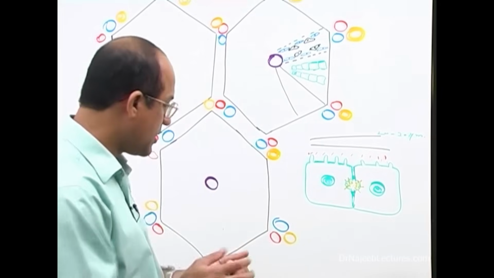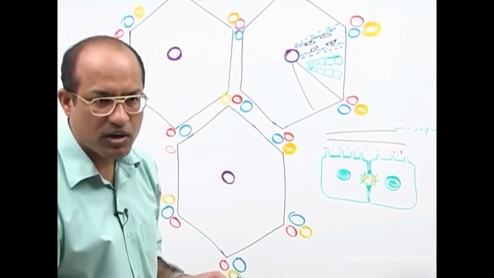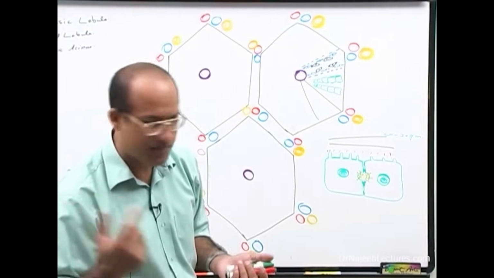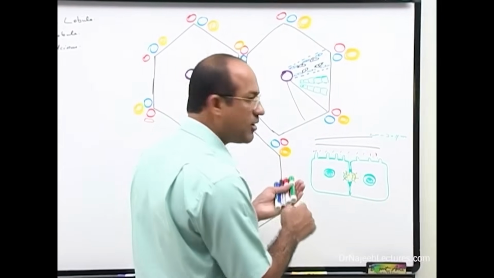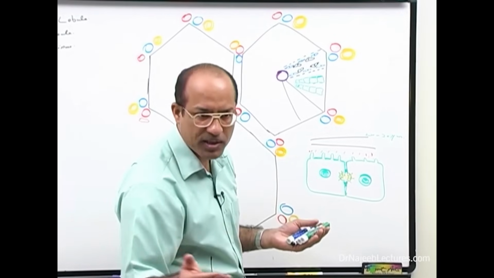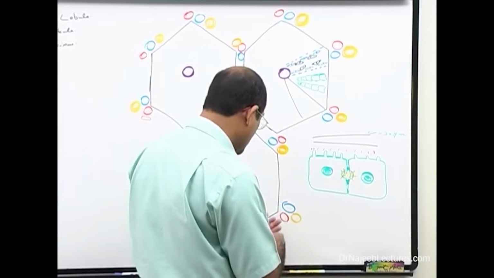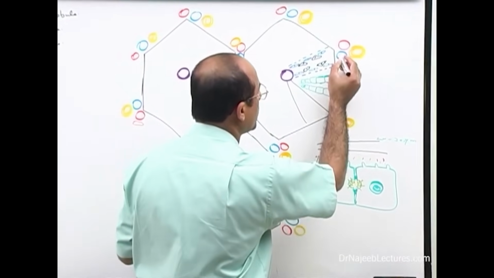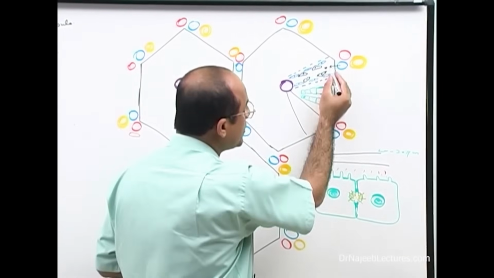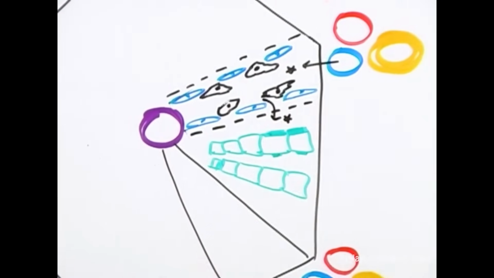For example, bilirubin. When RBCs break down and hemoglobin breaks down, one of the breakdown products of the hemoglobin is bilirubin. A lot of RBCs break down in the spleen. From there, bilirubin comes into the blood, right? And suppose I make this, bilirubin is coming here. This is a bilirubin molecule. Through the sinusoidal system, the bilirubin molecule will come to the space of Disse.